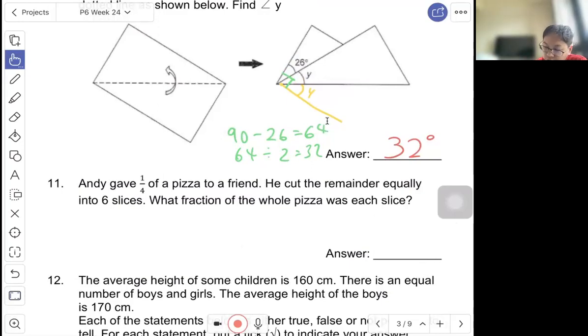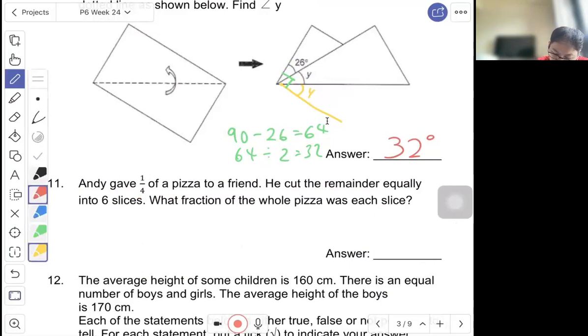So for question 11, you say Andy gave 1/4 of a pizza to a friend. He cut the remainder equally into 6 slices. What fraction of the whole pizza was each slice? So cut the remainder. So first he gave 1/4. So we find the remainder is 3/4. Then we divide by 6.